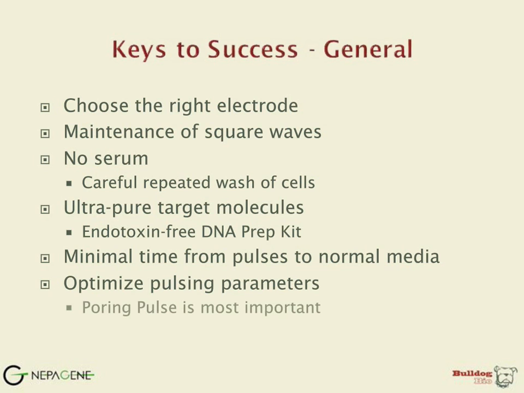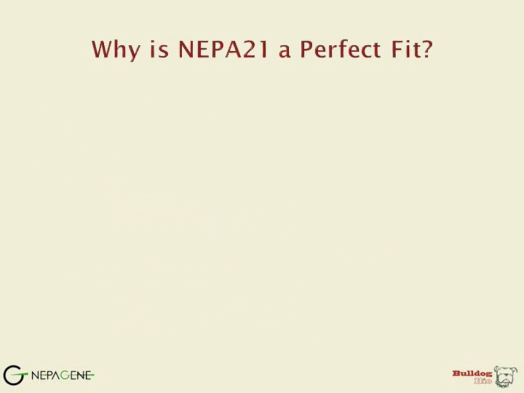In general, the poring pulse is the most important parameter to focus upon, as this is where the balance between enough energy to open pores and too much energy to kill cells is struck. Please note that the pulsing parameters for even the same cell type can vary by lab. We believe that the NEPA-21 is best suited for the multitude of current and future electrokinetic transfer applications.